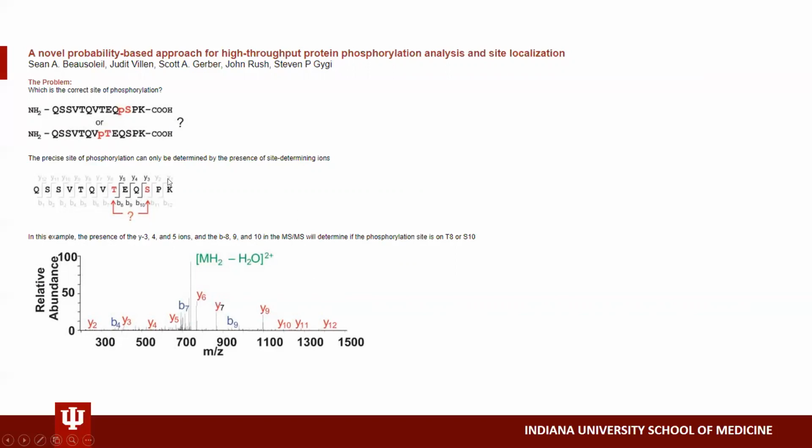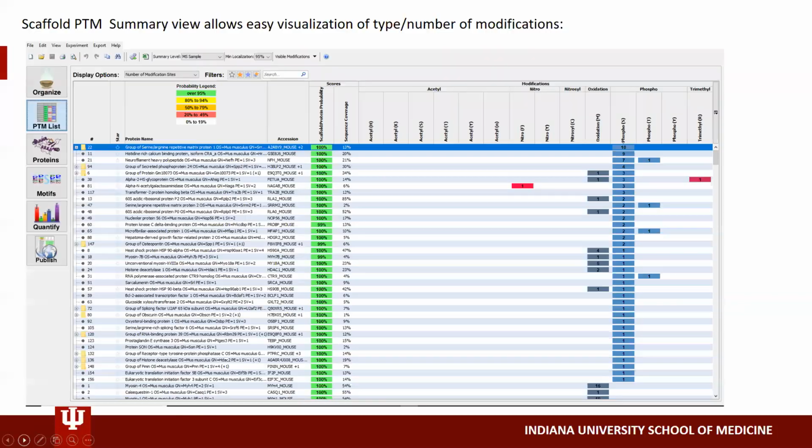And so essentially what Scaffold PTM is doing is going through, looking for the presence of these diagnostic ions, and then giving it a score as to how confidently localized and identified any PTM is. So this is the Scaffold summary view. It allows, again, easy visualization.